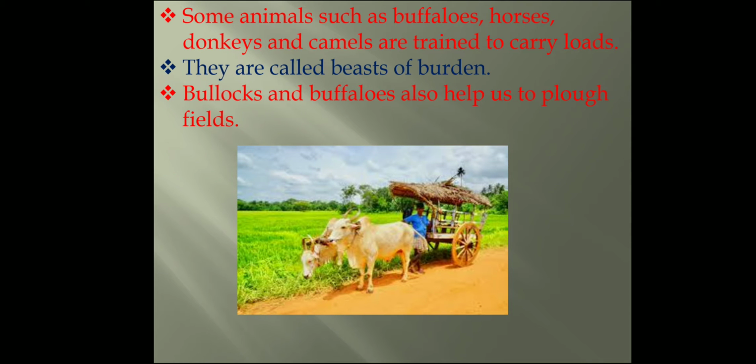Some animals such as buffaloes, horses, donkeys and camels are trained to carry loads. In earlier times, people used buffaloes, horses, donkeys and camels to carry loads for exchanging goods. They are called beasts of burden. Bullocks and buffaloes also help us to plow the fields. In a field, if you want to plow, then bullocks and buffaloes are useful.